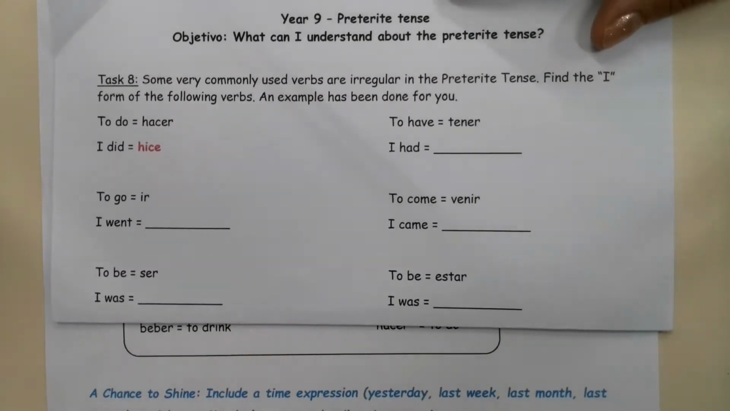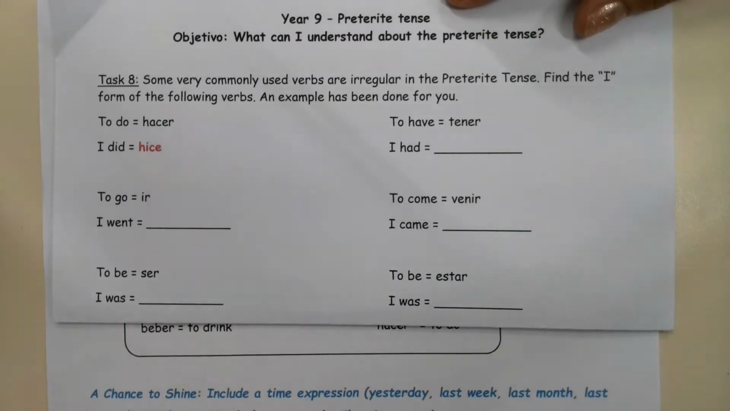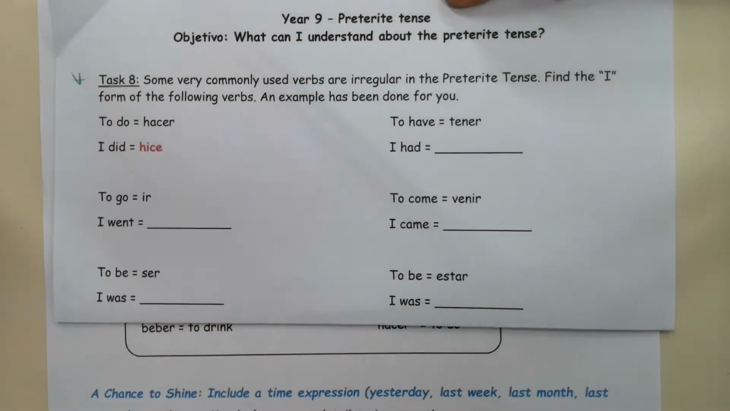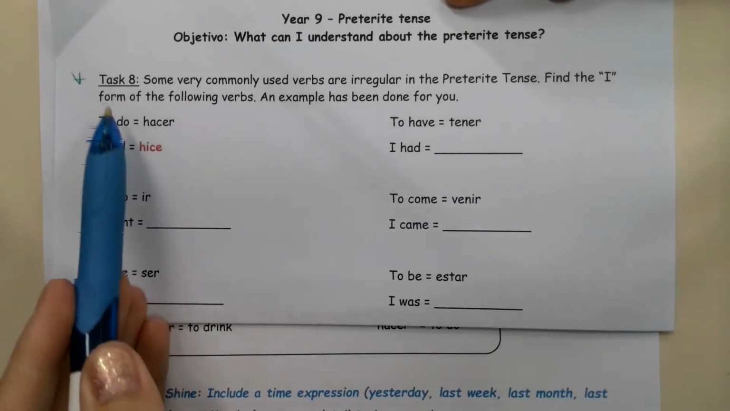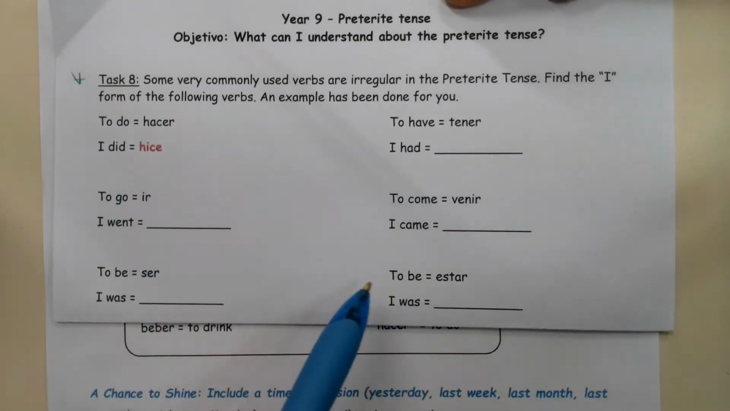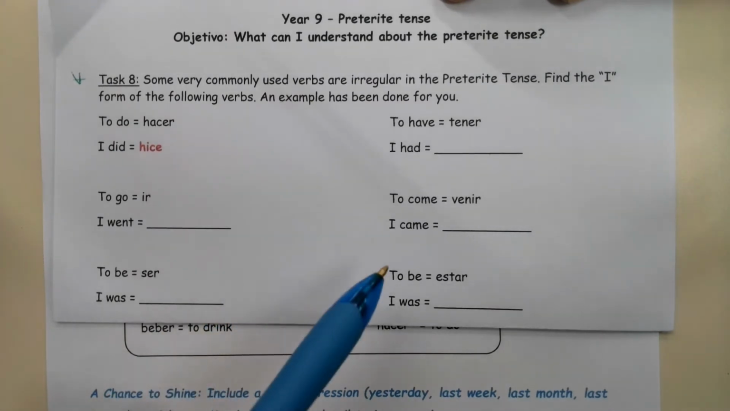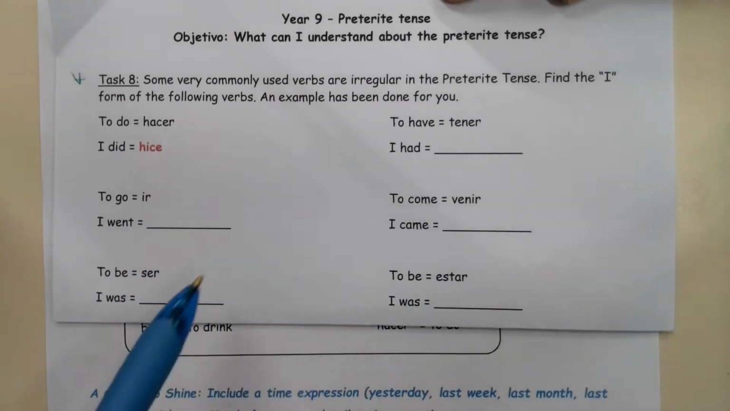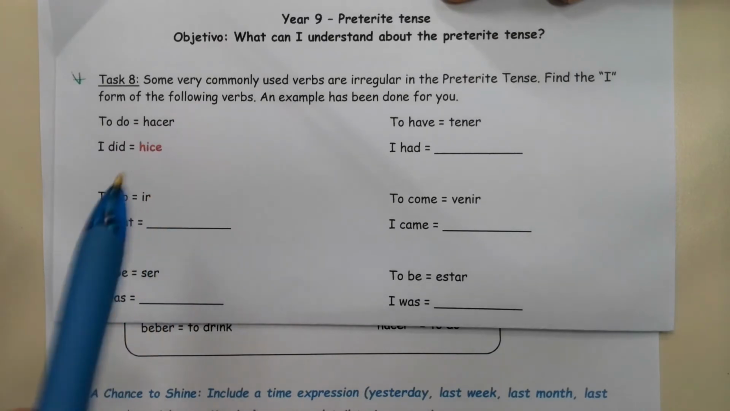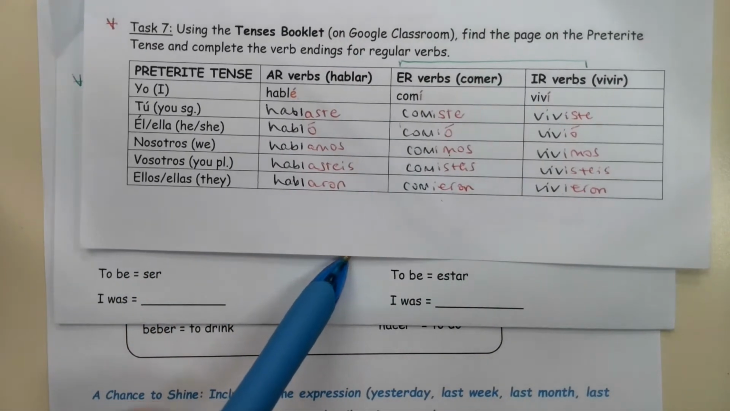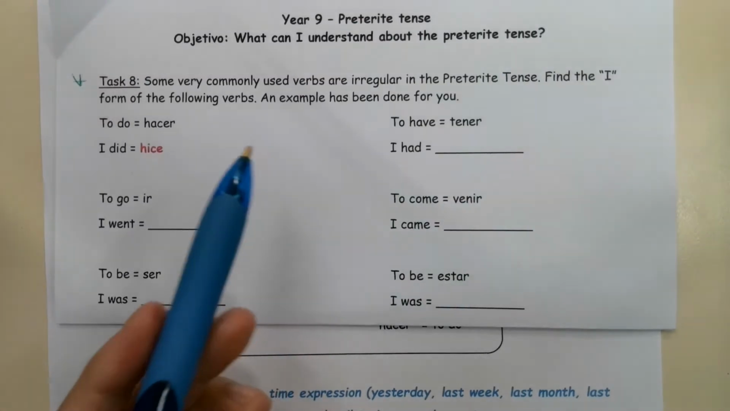This was from your week 3, lesson 2 work of your home learning, which is your pack of work on the Preterite, and task 8 is looking at irregular verbs in the Preterite. So there's a couple of these verbs that we use all the time in Spanish. So to do, to go, to be, to have, to come, and the other way to say to be. We use those a lot, but those don't follow the normal rules of the grid, which we just looked at. They don't do this, they have to do something different.